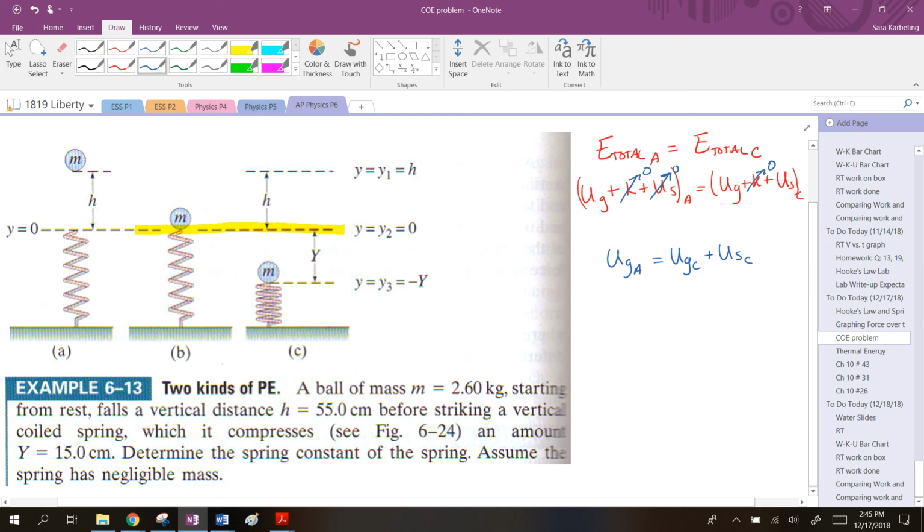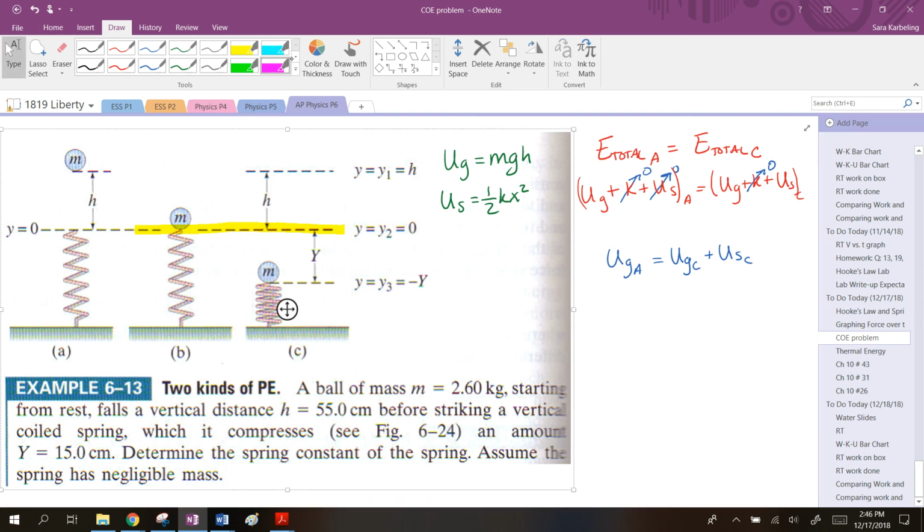How are we doing? Are we okay? So let's keep going. Gravitational potential energy is equal to M times G times H. Spring potential energy is equal to 1/2 kx squared. Did you notice that they gave us a mass this time? Yep. Do we need the mass? No. Let's find out.